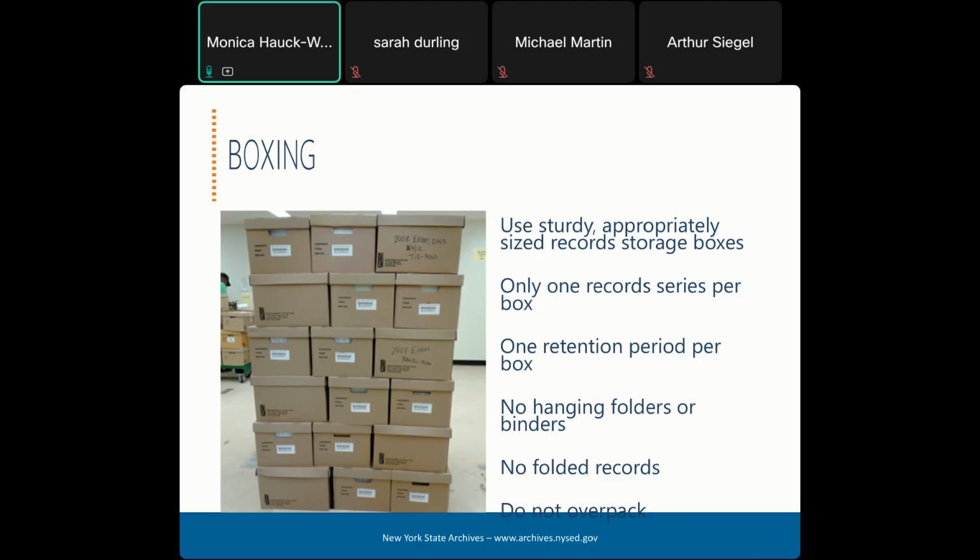When you're packing records into boxes, you're going to want to limit each box to one record series and one retention period. Doing so will remove the need to weed the contents of individual boxes and reduce the chances of inadvertently destroying records before their time or retaining records far beyond the assigned disposition date. And it reduces the likelihood that you'll be filling your shelves with boxes whose contents over time are winnowed down to just a few inches of records, which means that you're wasting an awful lot of space that could be used for other records.